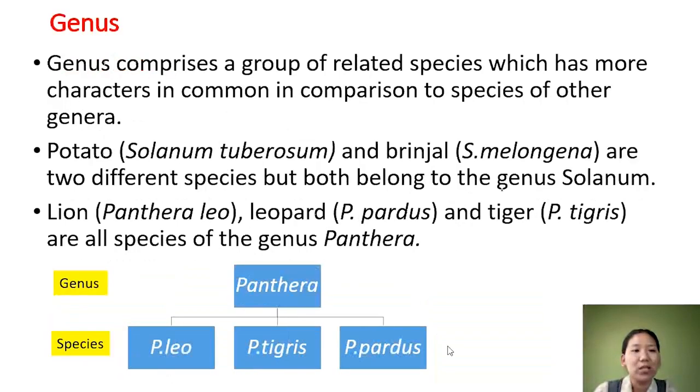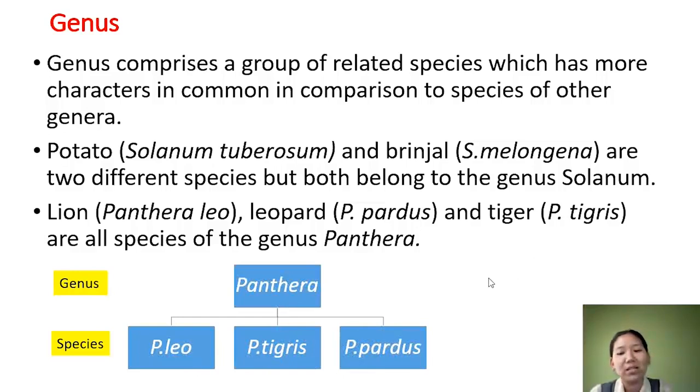Now the next level is genus. A genus comprises a group of related species which have more characters in common compared to species of other genera. For example, Panthera leo, Panthera tigris, and Panthera pardus are related species. Looking at certain characters, they are placed under the same genus. So Panthera leo, Panthera tigris, Panthera pardus all belong to the same genus.